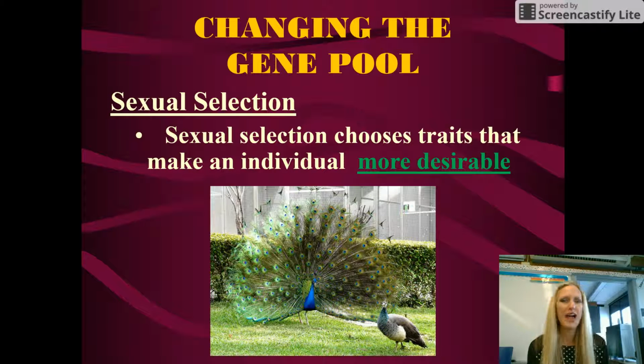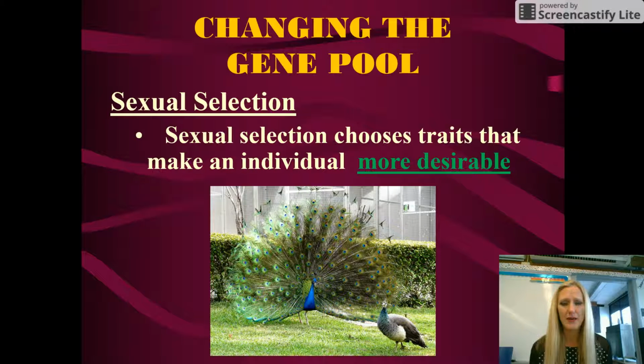A third thing that we haven't talked too much about yet is sexual selection. In sexual selection, some traits are chosen that make an individual more desirable, usually to the ladies. And so sometimes there are traits that you would think would be bad from a natural selection standpoint, but actually turn out to keep increasing from generation to generation simply because they make you more attractive to somebody from the opposite sex. So take a look at these peacocks that are on the video here.